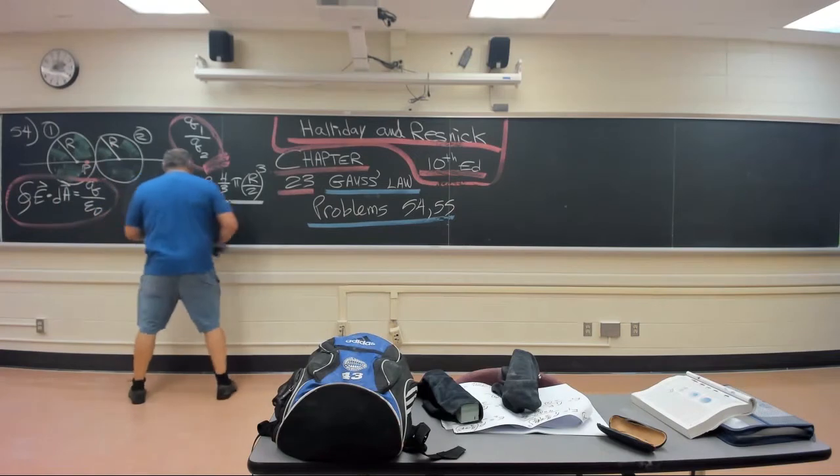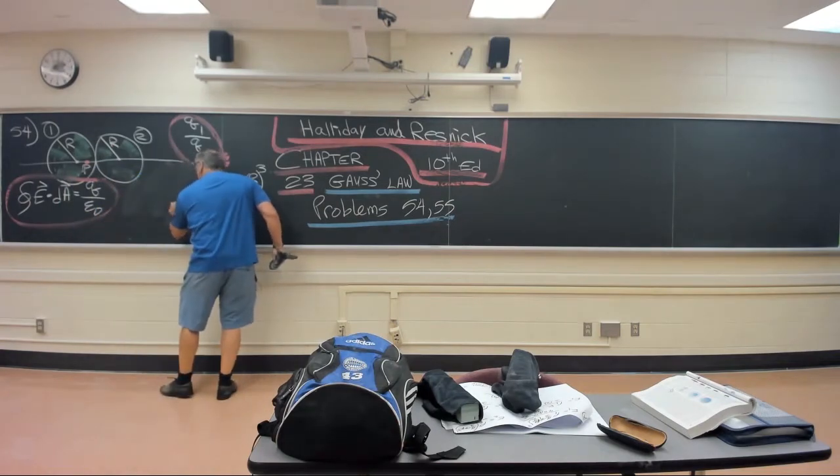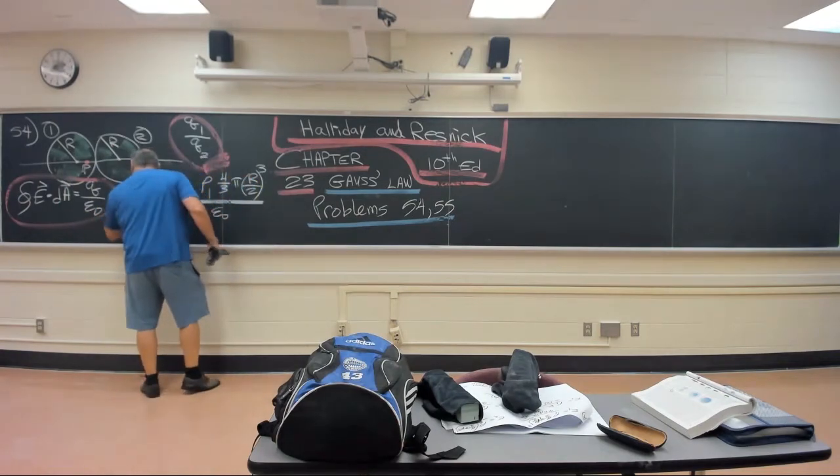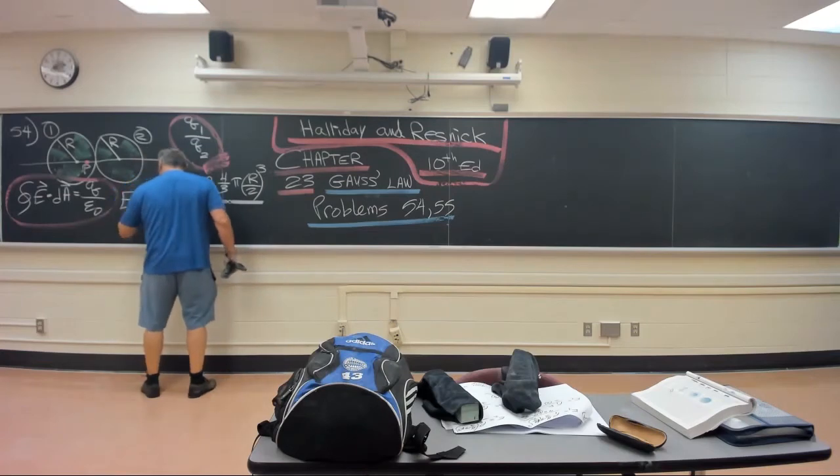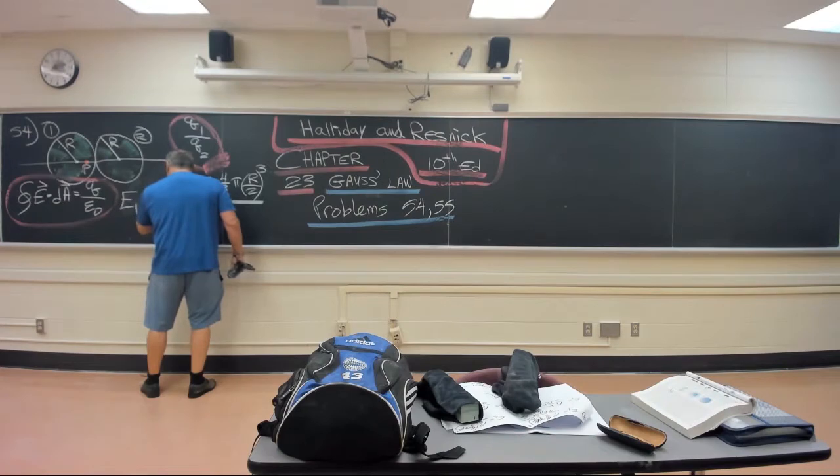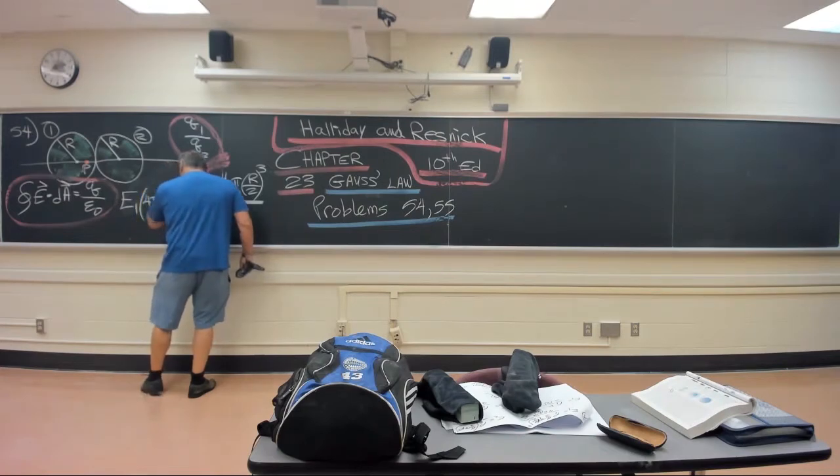I mean, it's fine as is, but just in case, just to be complete here, we got E1 times 4 pi times capital R over 2 squared.